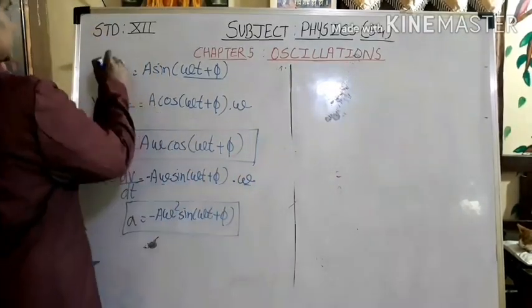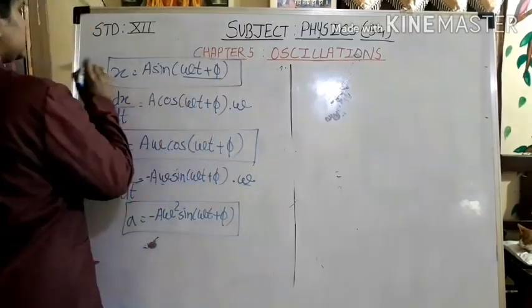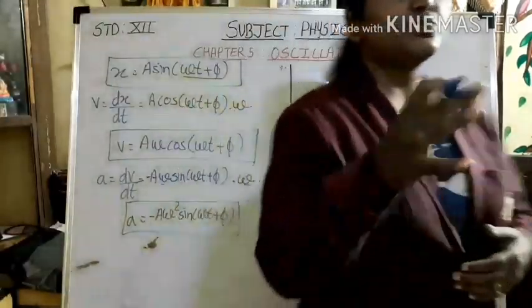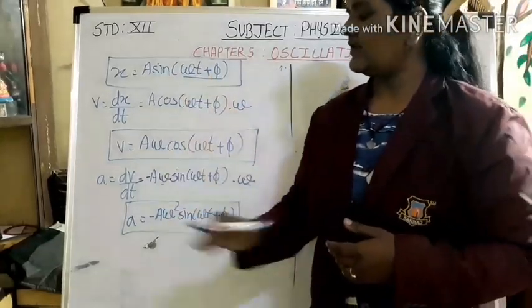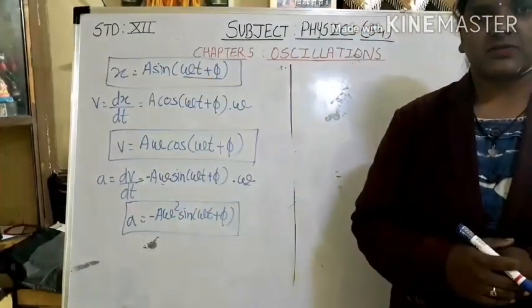So here you can see we have got 3 values, x, v and a. We got all the 3 values.